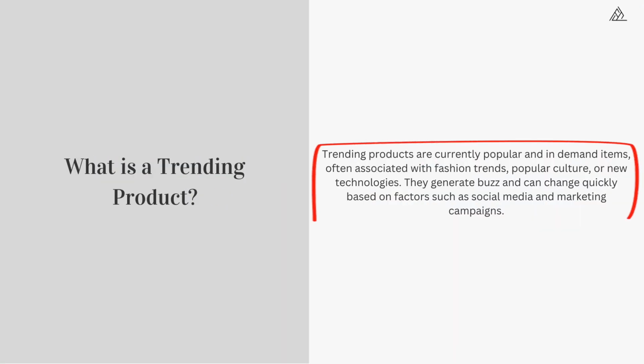What is a trending product? Trending products are currently popular and in demand. They're often associated with fashion trends, popular culture, or new technologies. They generate buzz and can change quickly based on factors such as social media and marketing campaigns. These products have the potential to become evergreen products and have a high growth potential.